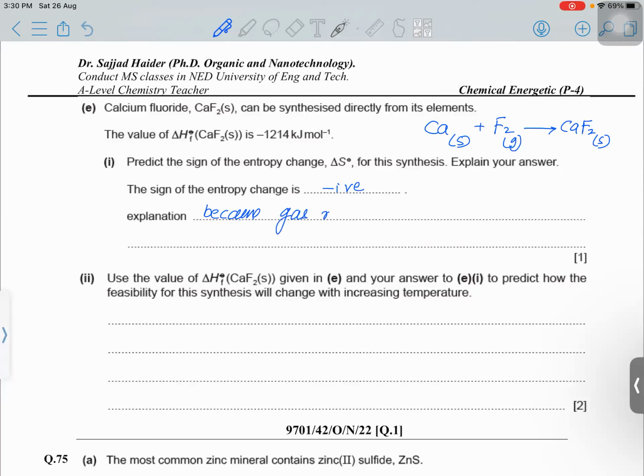gas molecules decrease and gas converts into solid.